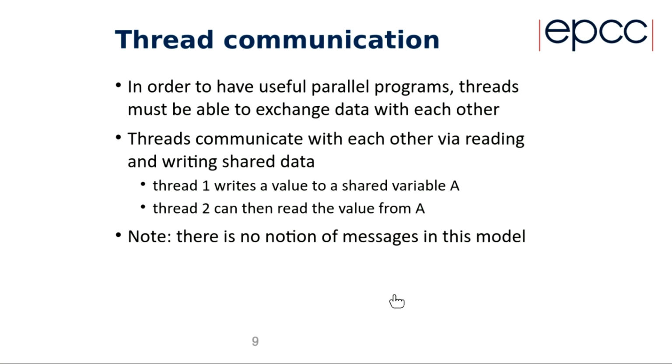I'm going to move on and talk about thread communication here. In order to have useful parallel programs, threads need to be able to exchange data with each other somehow, and the way that they do that is by reading and writing the shared data. So if I want to transfer some value from thread 1 to thread 2, then thread 1 can write the value into a shared variable, let's call it A. And then at some point later, thread 2 can read the value from that same shared variable. And that's achieved the exchange of data.